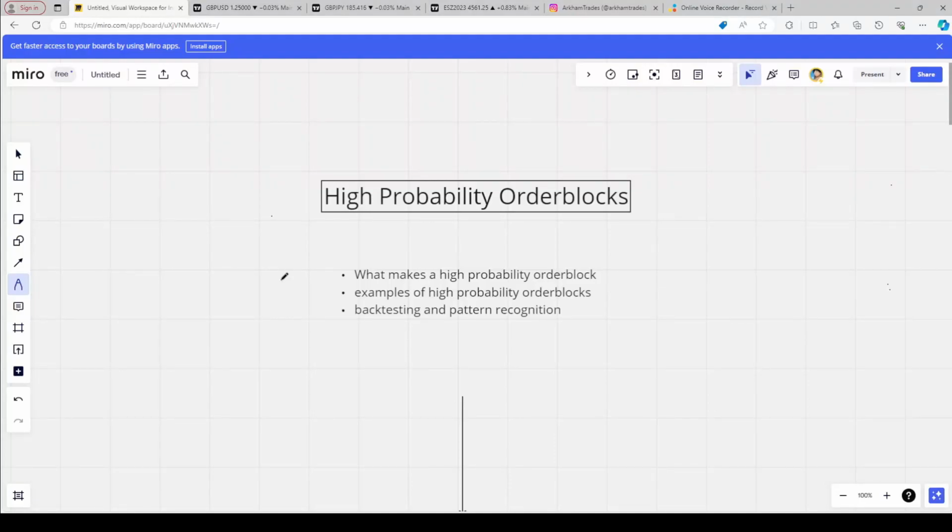It's Arkham here, and in today's video, we're going to be talking about high probability order blocks. What is a high probability order block? Examples of high probability order blocks, and lastly, we're going to do some backtesting and some pattern recognition.